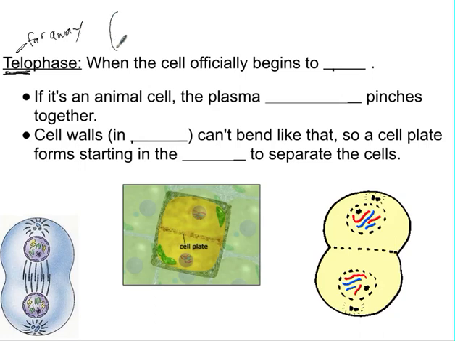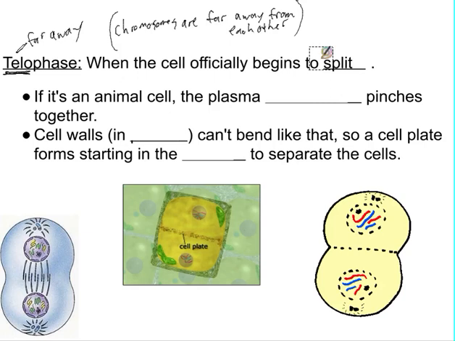So we can say chromosomes are far from each other. They're on the far ends of the cell that's about to split. Okay? So telophase is when the cell officially begins to split.